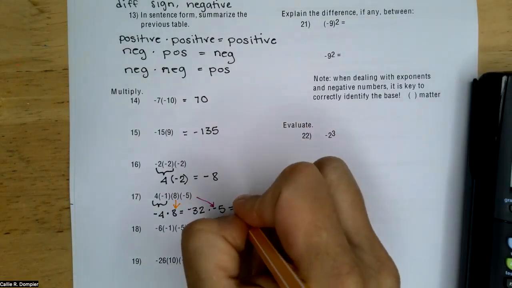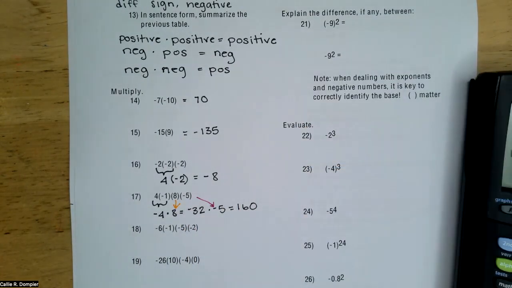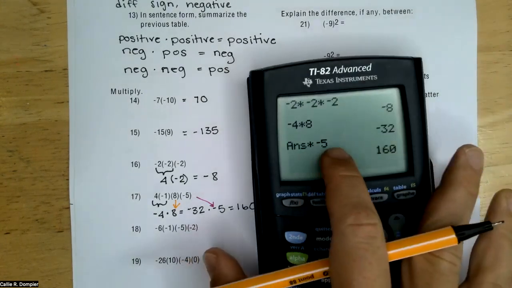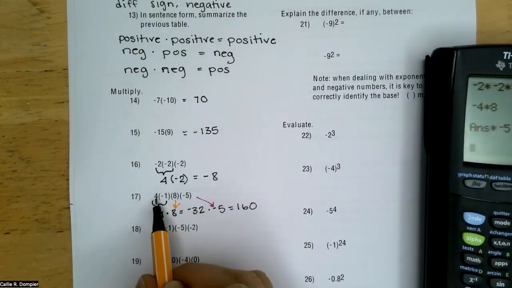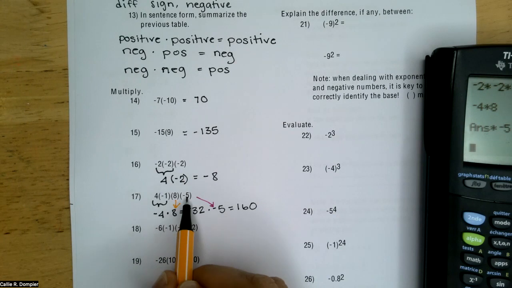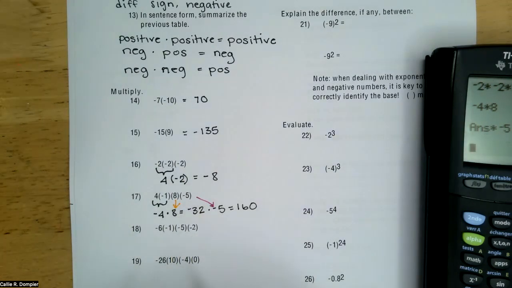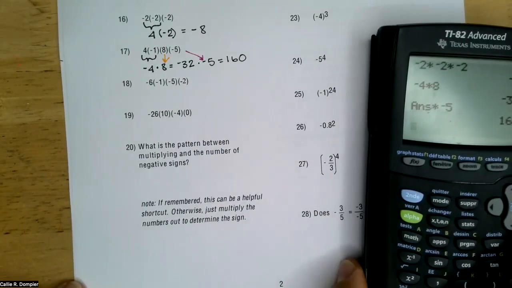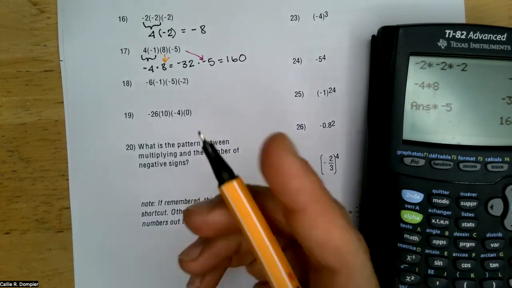160. So as you're putting it into your calculator, make sure your signs work out. That's going to be a negative. That's going to be a negative. A negative times a negative is a positive. Make sure it works out sign-wise, because the most common mistake to make is to get the right answer, but the wrong sign.